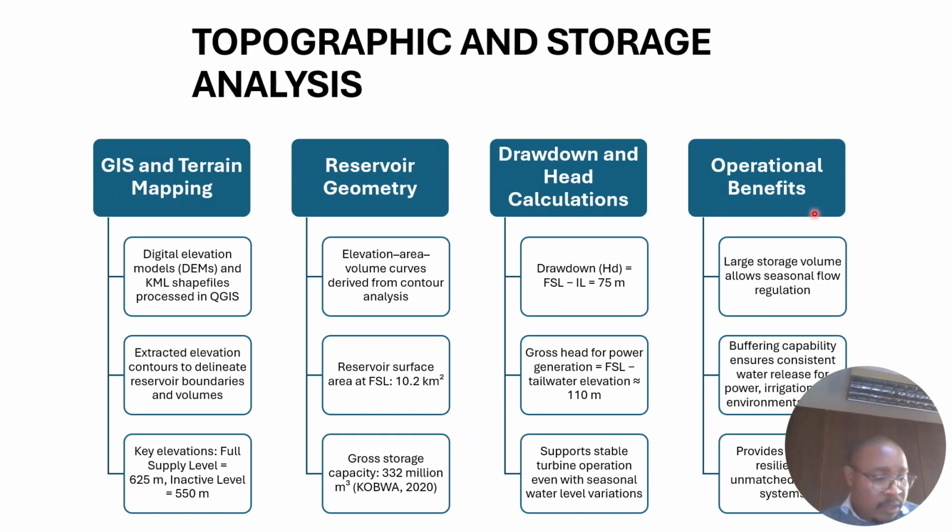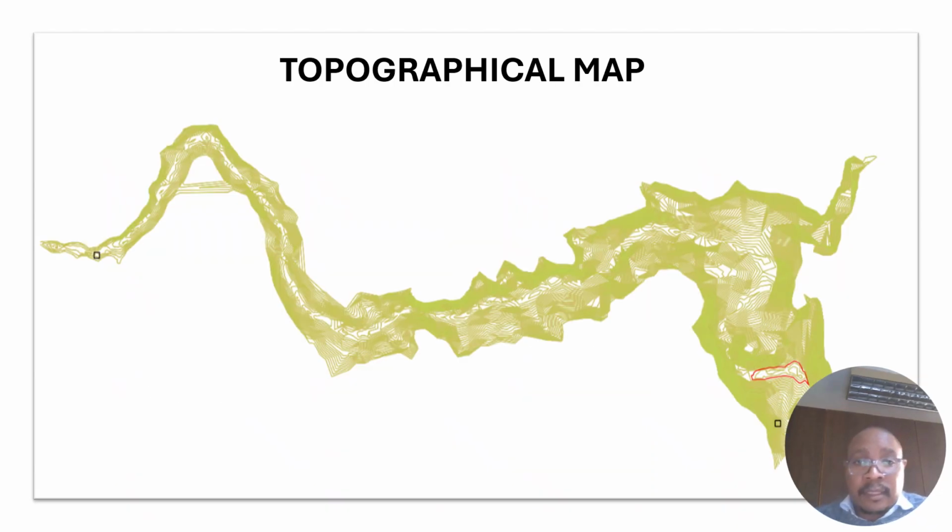And then if you look at the operational benefits, the large storage volume allows seasonal flow regulation. And then the buffering capability ensures consistent water release for power, irrigation, and other uses. And then it also provides drought resilience unmatched by the ROR system.